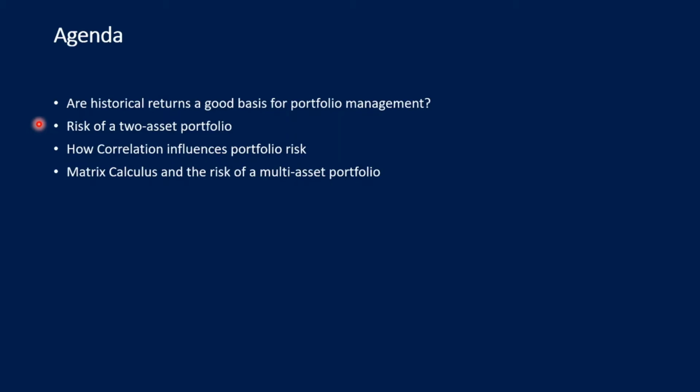Then I'm going to calculate the risk of a two-asset portfolio. This is how it typically starts, and you might understand it a lot better if we start with a simple portfolio. Then I would like to show in Microsoft Excel how correlation influences the portfolio risk. And I would like to switch to matrix calculus and calculate the risk of a multi-asset portfolio. We're going to do that in Microsoft Excel too.